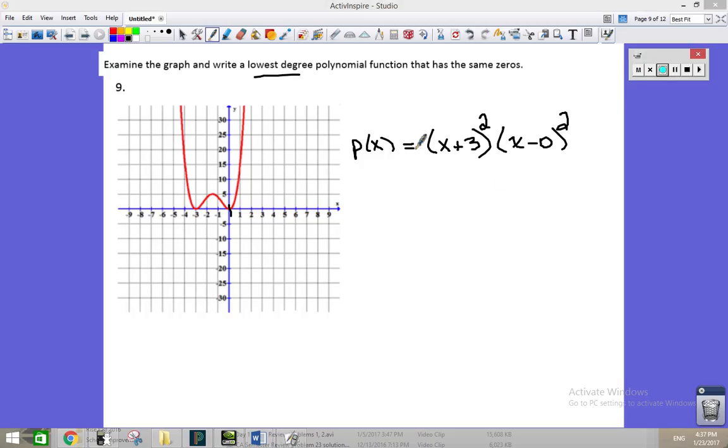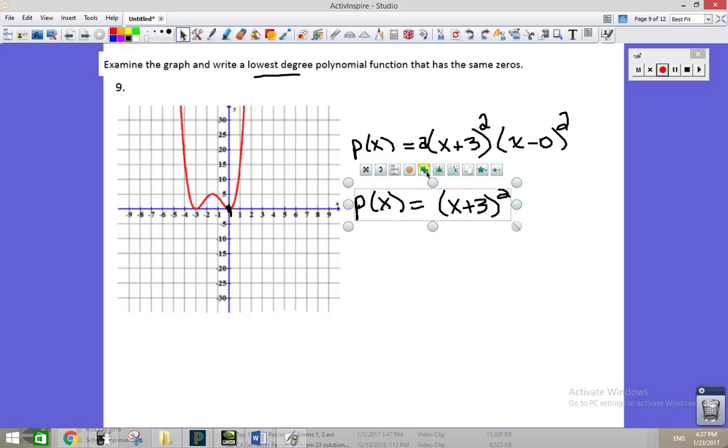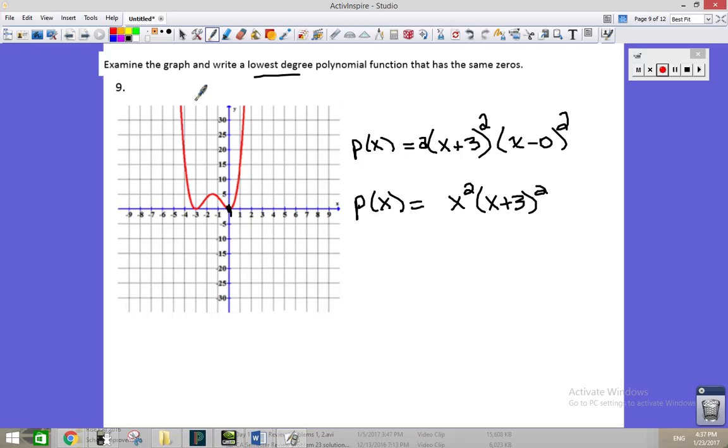All right, I'm back. And you're going to like it when the y-intercept is 0, when your graph goes through the origin, because then that gives us the freedom to pick any a that we want. So I'm just going to pick 1 for a. I'm just going to have x plus 3 squared, and I'm going to write x minus 0 as x. So I'm just going to write x squared, but I'm going to put it in the front here, because we can write the order of multiplication in any order we want. So hey, that's my final answer for 9.